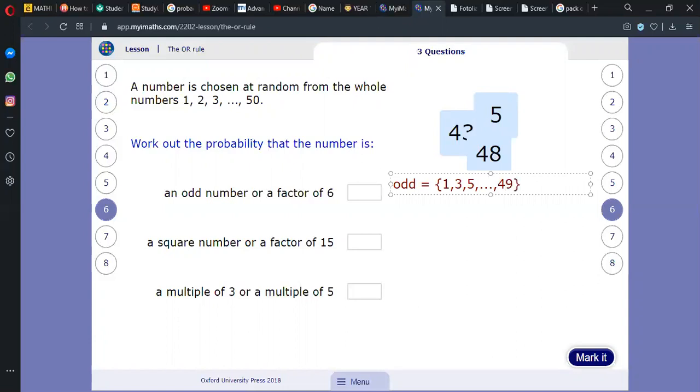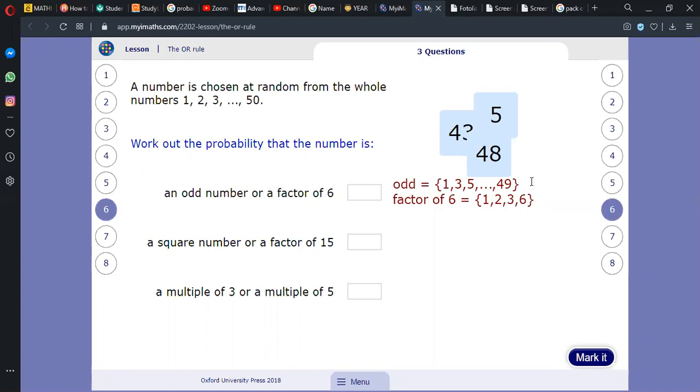All right. Then I'm going to have the other one, factor of 6. I'm just listing out the outcomes. Factor of 6, I have 1, 2, 3, 6. Those are the factors of 6 that we have between 1 and 50. Taking a look at this, guys, what do you see? From 1, 3, 5 up to 49, I believe we're going to have about 25 of them. So the probability of odd separately is actually 25 over 50.